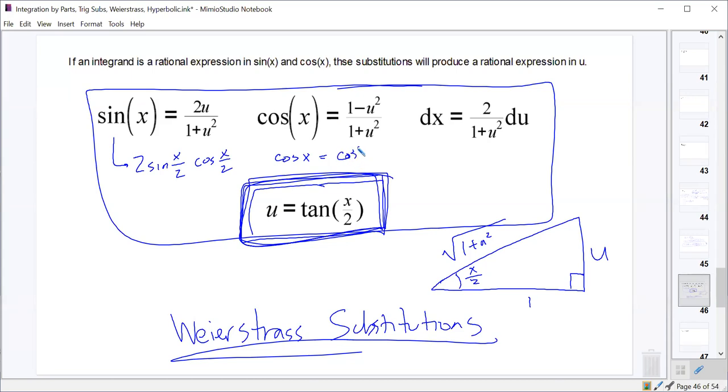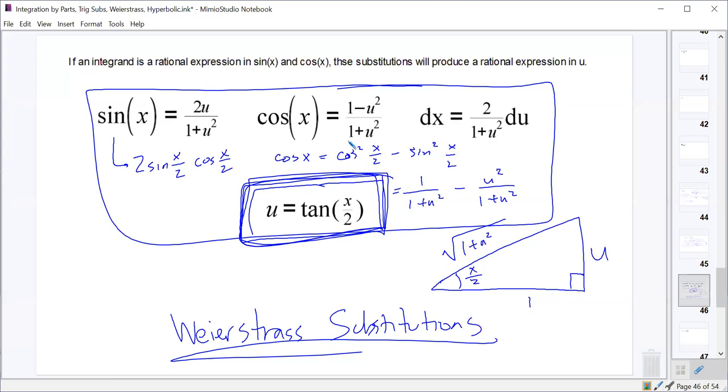All right, so cosine squared x over 2 minus sine squared x over 2. So what's cosine squared of x over 2? Well, the cosine of x over 2 is 1 over root 1 plus u squared. So that's 1 over 1 plus u squared minus the sine squared, which is u squared over 1 plus u squared. Put them together, what do you get? You get 1 minus u squared over 1 plus u squared, right? There's your cosine x.